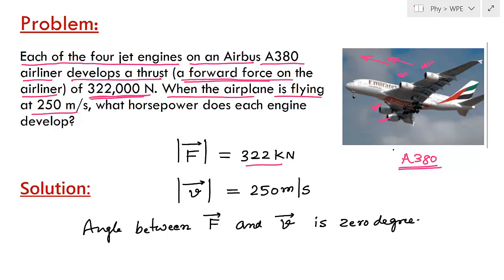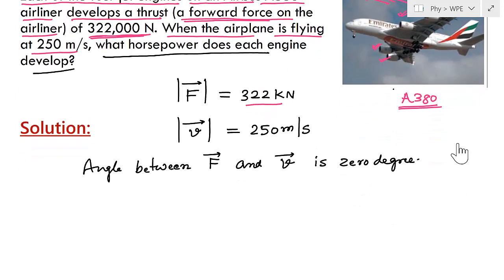Now the question says what horsepower does each engine develop? So we have to find the amount of horsepower developed or generated by each of the engines. Now you may remember horsepower is a unit of power. So in other words, we have to calculate how much power each engine develops. So in this problem we have to find the power developed by each engine.